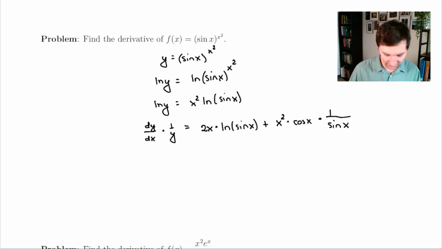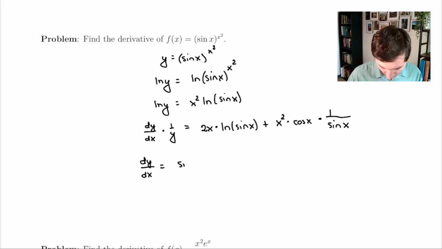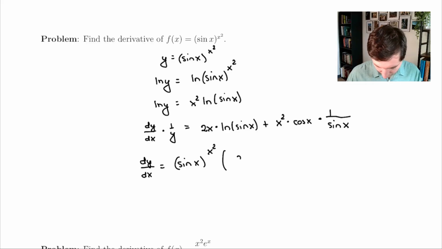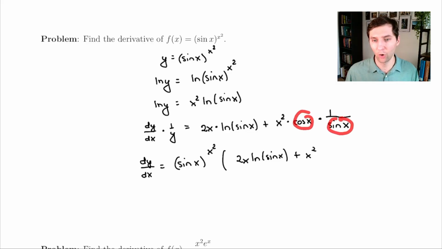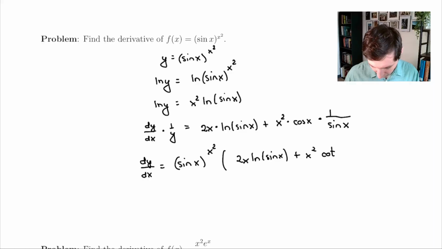To solve for dy/dx, I multiply both sides by y, and I get dy/dx equals, and instead of y, I will write down what y was. So I will say sine of x to the power x squared multiplied by this expression, and I will get 2x ln of sine of x plus x squared, and instead of writing cosine over sine, I can write cotangent of x, because cosine over sine is the same thing as cotangent of x. This is my final answer.